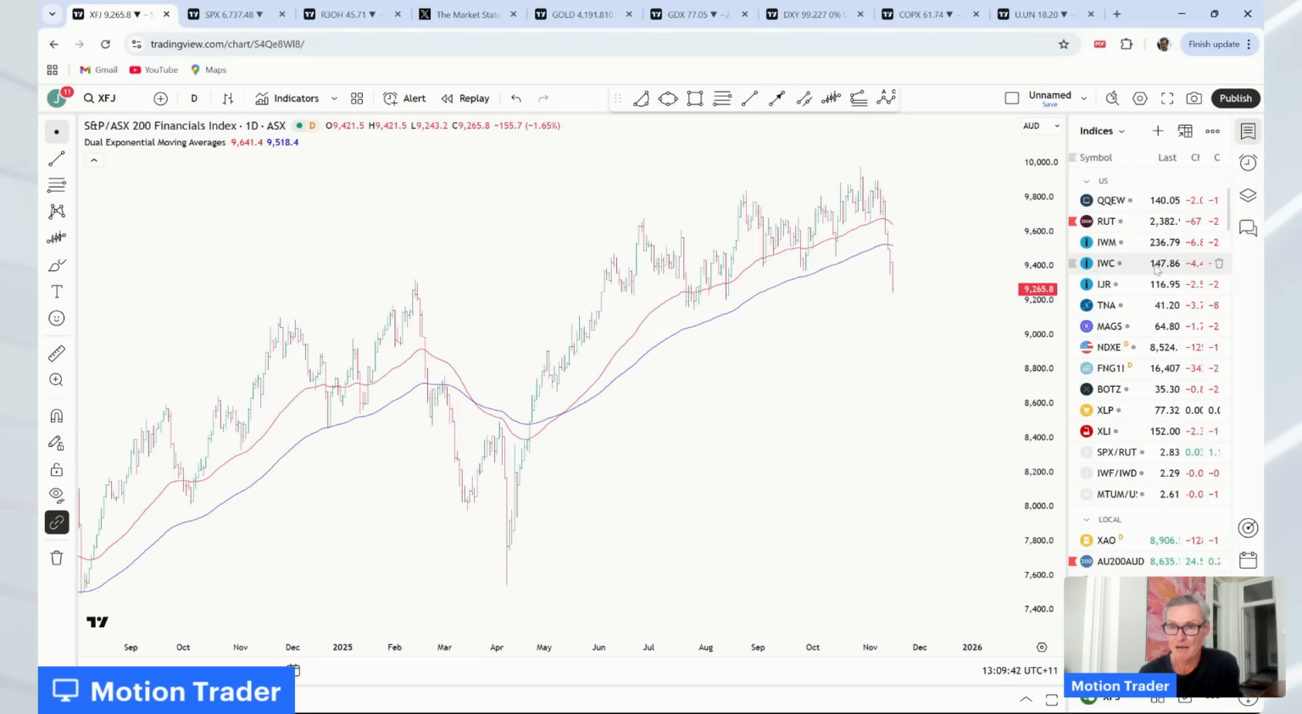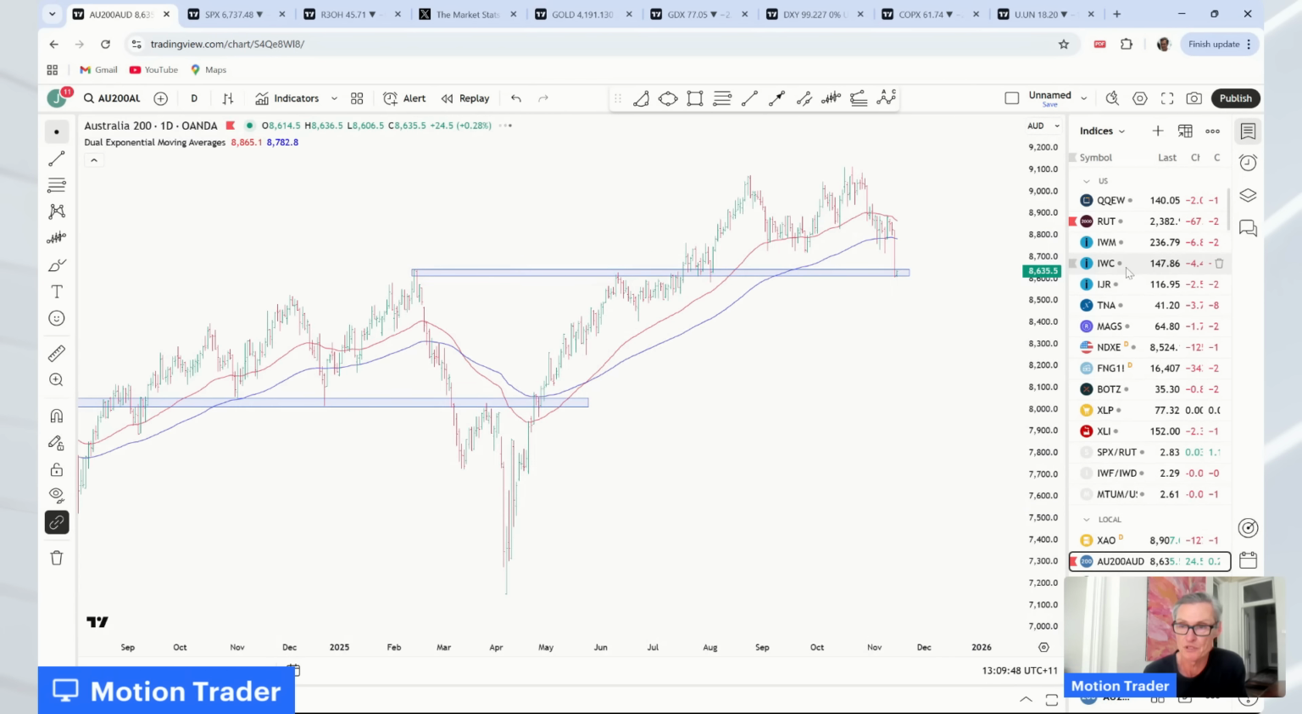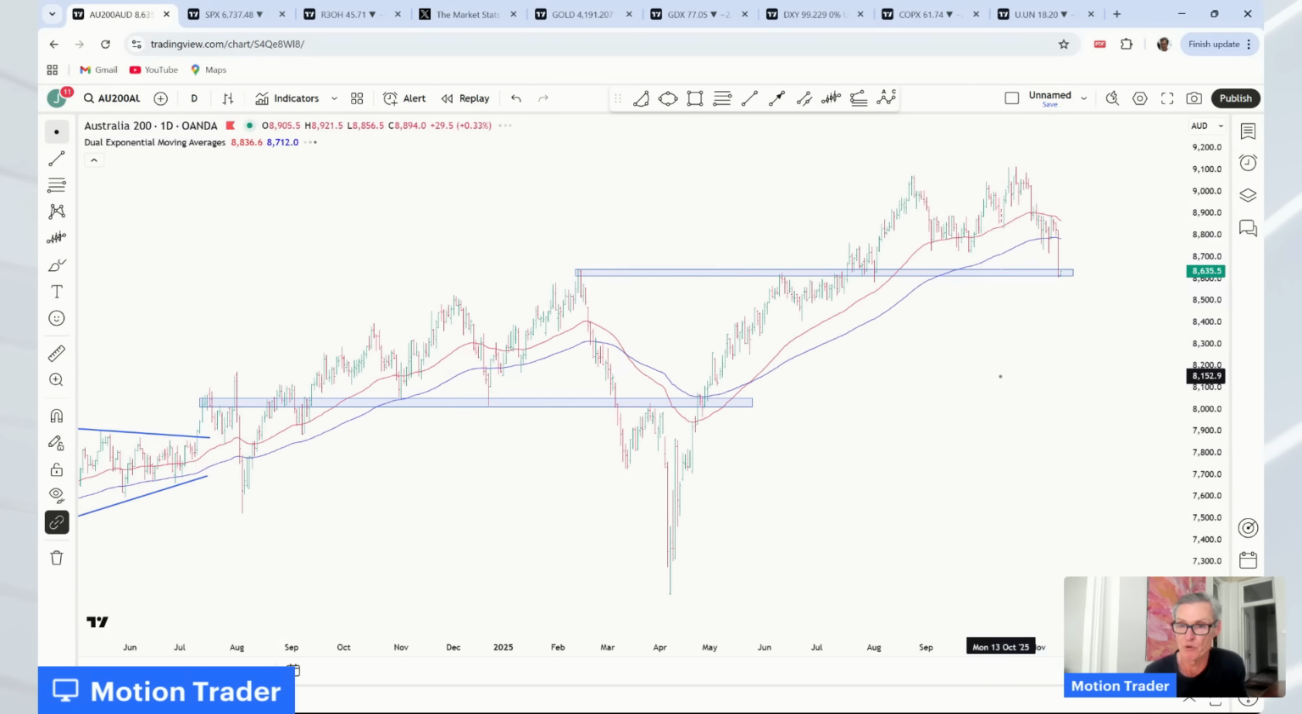And of course, this has a big impact on the ASX 200 because the financials are such a large part of it. So it's important to keep a close eye on that at this point.